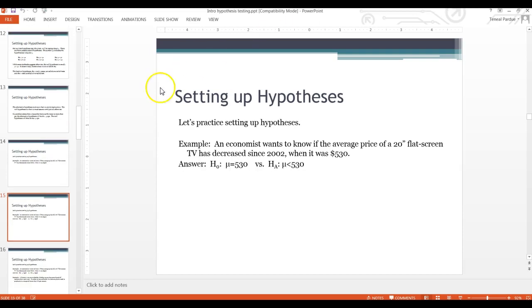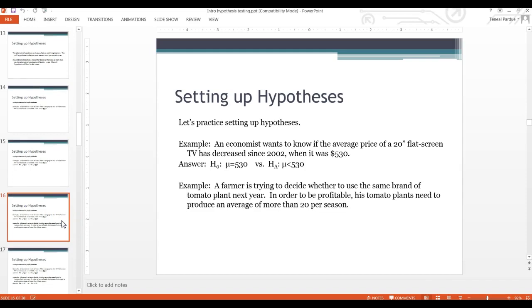All right, so on this one, we want to know if the average price has decreased since 2002 when it was $530. So in 2002 it was $530, so that's our hypothesized value. We want to know if it's decreased, which means we're looking to prove that mu is less than that. So our null hypothesis is then going to be mu equals 530. So that's our first one.